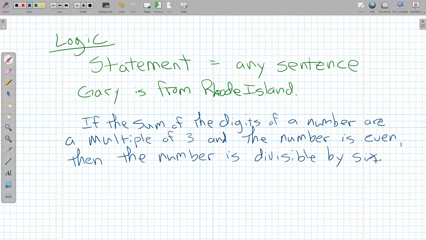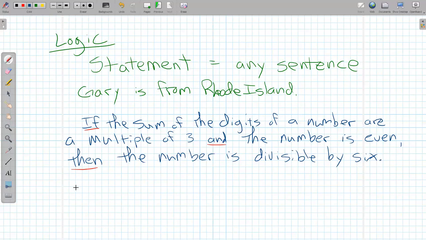So that's a statement, it's a sentence. It's much more complicated than the sentence, Gary is from Rhode Island. Gary is from Rhode Island is about as simple as you can get with a sentence, right? We have a verb, we have a subject, we have an object. And then in this other one, we basically have 3 sentences strung together with some connections: if, then, and. So I could break this up into 3 different sentences based on the if, the and, and the then.